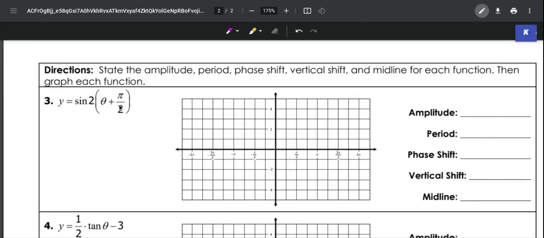All right, so first of all, our amplitude for sine comes from A, which would be an understood 1 right in front of sine. So the amplitude is 1. Now our period comes from B, and B for sine is 2. Then we need to know how we find the period for sine, and that would be 2 pi over B.